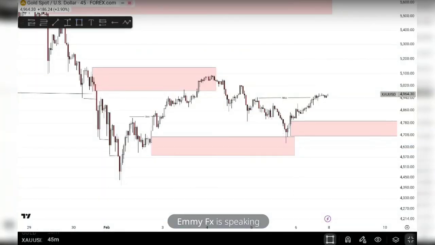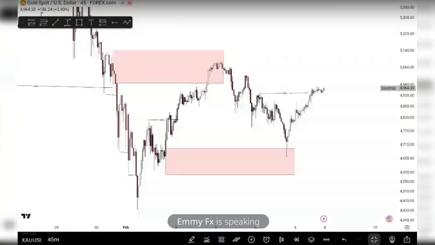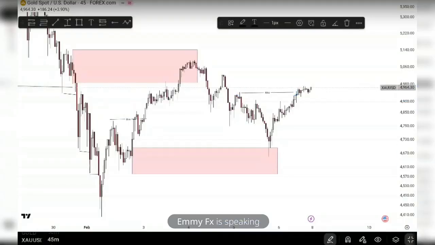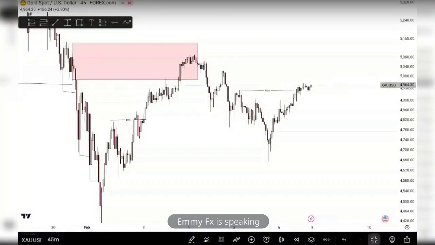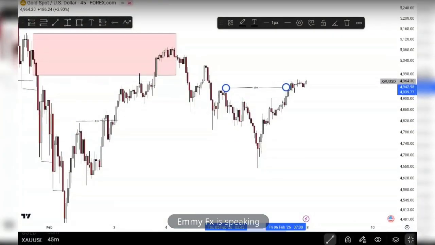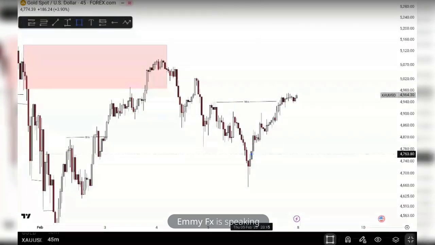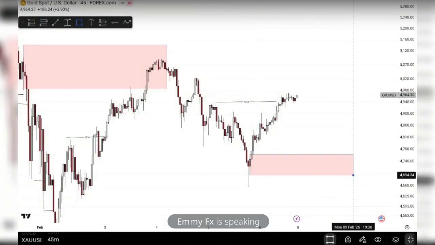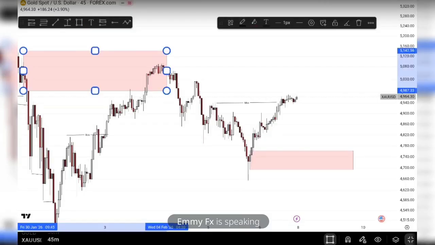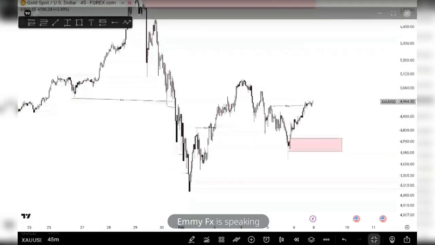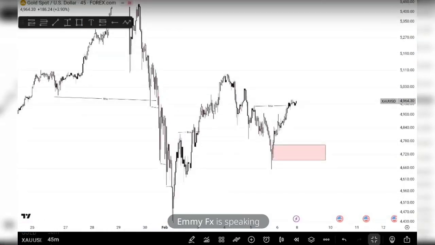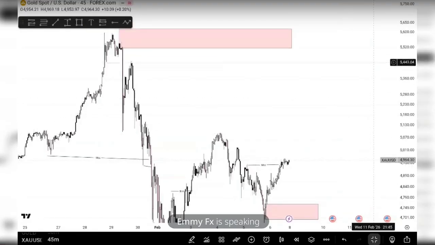After price reacted from this other block that caused the break of structure to the downside, we have an MSS. So this is an MSS. We have this OB, which causes the MSS. That is the OB that causes the MSS.